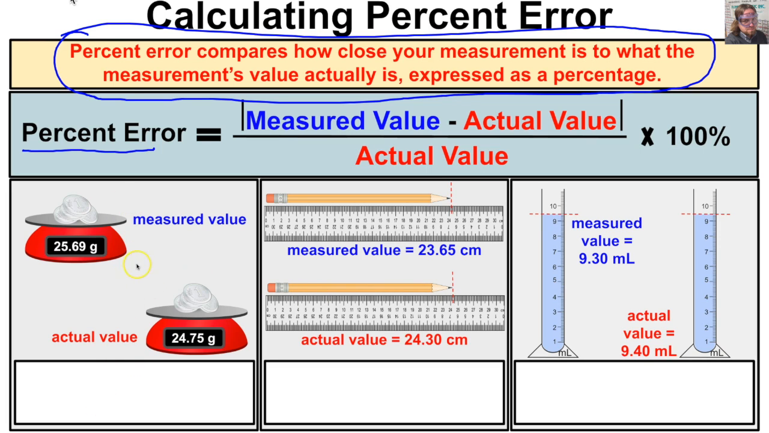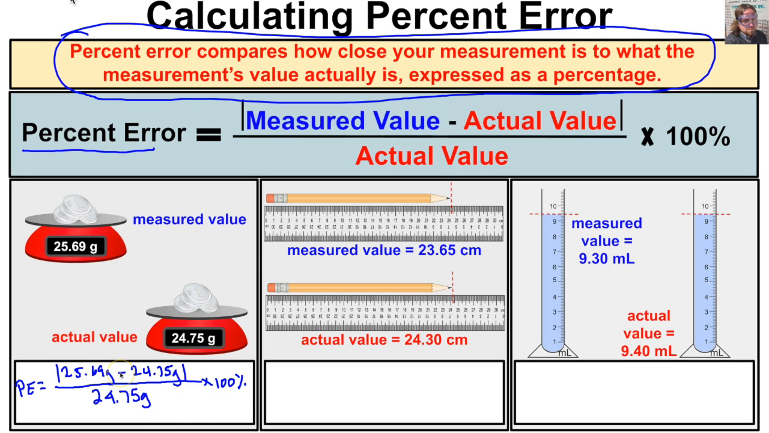So if we wanted to figure out the percent error in the measurement here, how do we get that? Well, to get the percent error, we're going to take the absolute value of our measured value, which was 25.69 grams, minus 24.75 grams, which was our actual value. We're going to take the absolute value of that, and we're going to divide that by our actual value, which was 24.75 grams. Last but not least, we're going to multiply this by 100%.